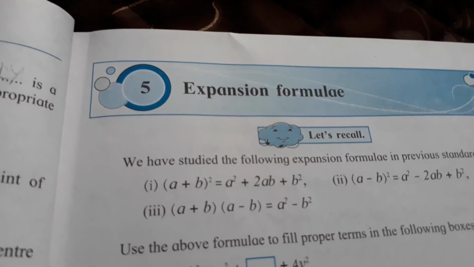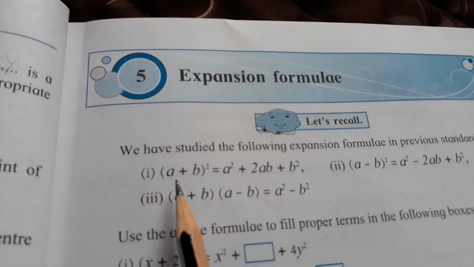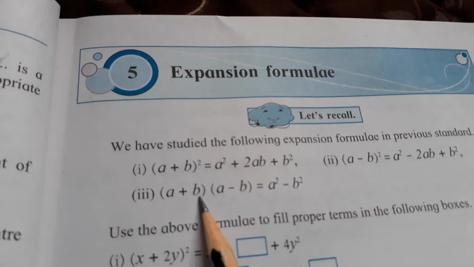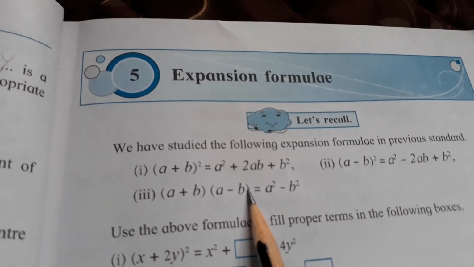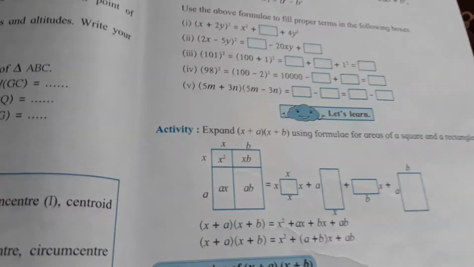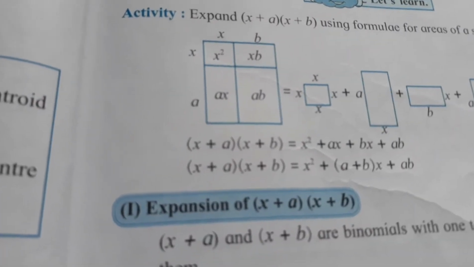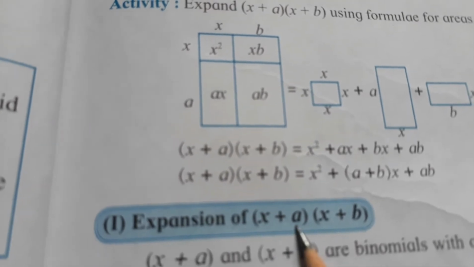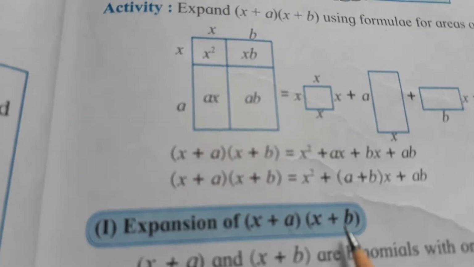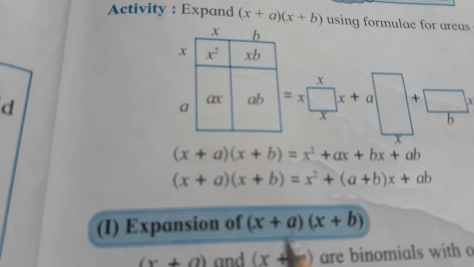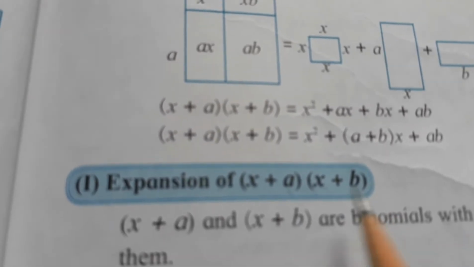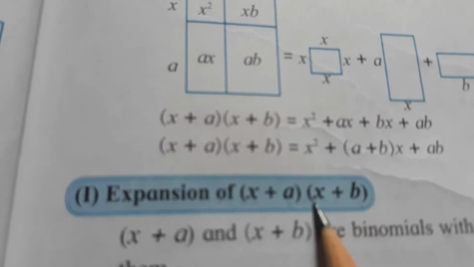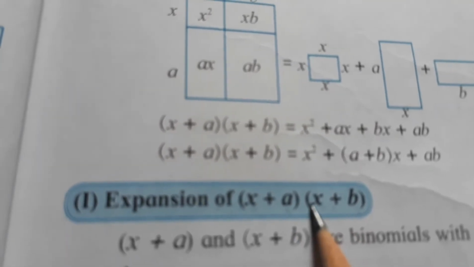Children, we have already learned the formulas (a + b)², (a − b)², and (a + b)(a − b). In the same way, we are going to understand the expansion of (x + a)(x + b). These are two binomials where the first term is the same. So we are going to do the expansion formula of this.